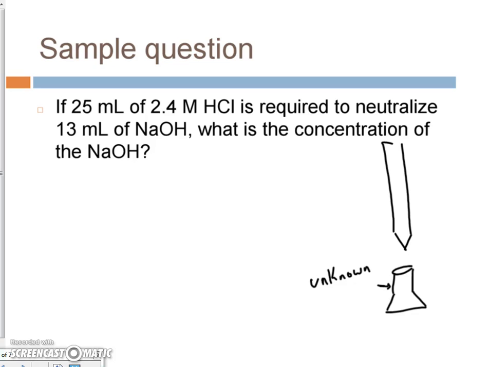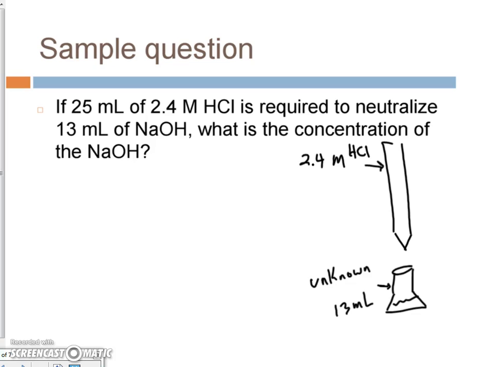We do know it's an unknown concentration, but we do know the volume. So we know that there is 13 milliliters in here. So there's some volume there. We know the concentration of this. We know that inside our burette there's a solution of 2.4 molar HCl. So there's our acid.